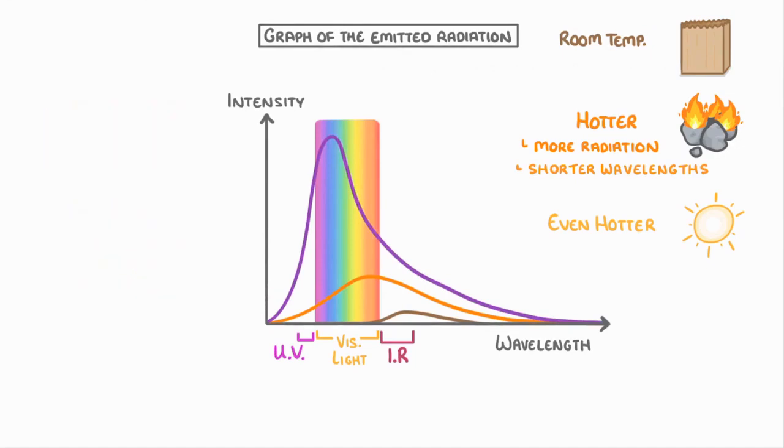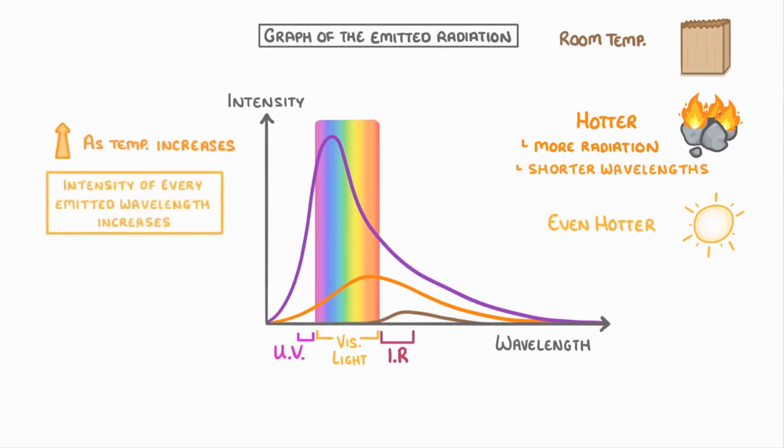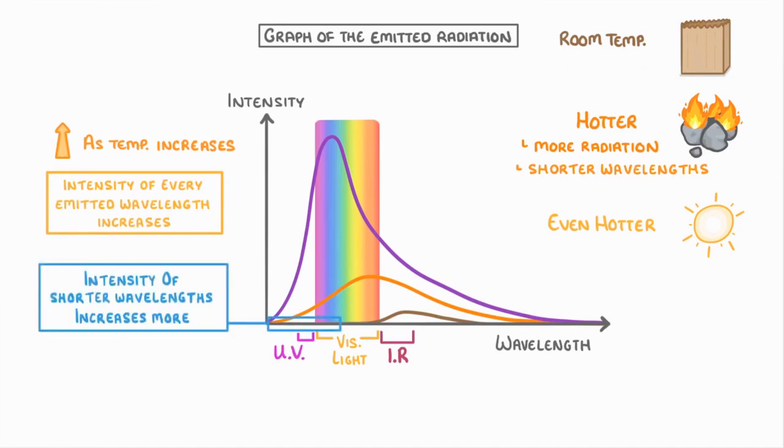So the takeaway from this is that as the temperature of an object increases, the intensity of every emitted wavelength increases as well, which is why the curves get higher. But the intensity of the short wavelengths increases more than for the longer wavelengths, which is why they seem to shift to the left. This also explains why the color of Bunsen burner flames change as they get hotter. The hotter the flame, the shorter the wavelengths of light emitted. So the color changes from an orangey red to blue.